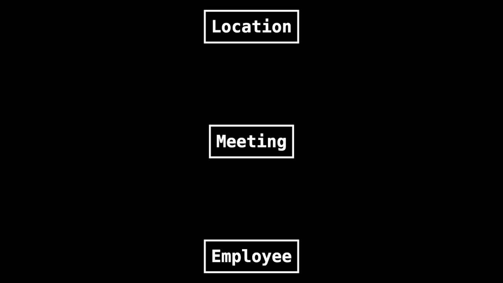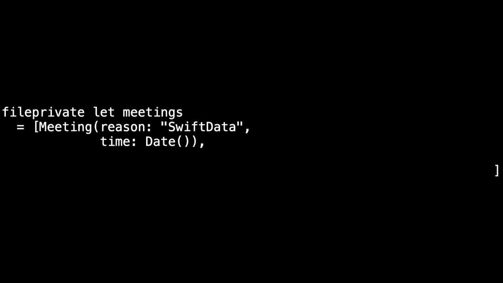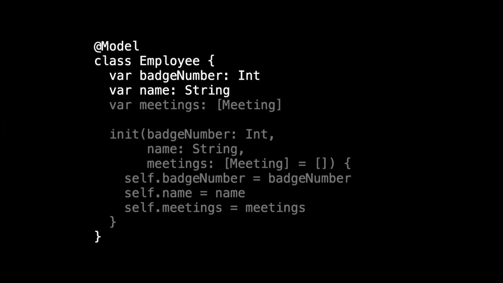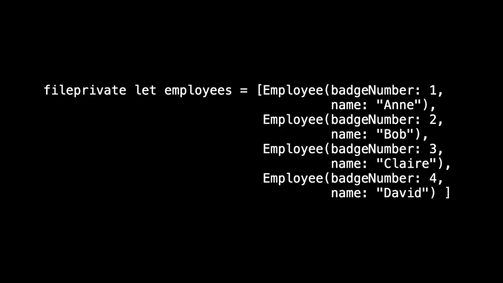I've got location, I've got meeting, I've got employee. You might remember that the meeting code looks something like this. It's got a reason and a time. And so I can create an array of meetings by just creating one meeting and creating another meeting, giving them reasons and times. Similarly, an employee has a badge number and a name, so I can create an array of employees by specifying this employee has a badge number and a name, and do the same for other employees.